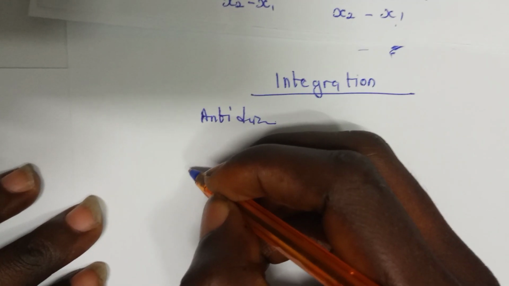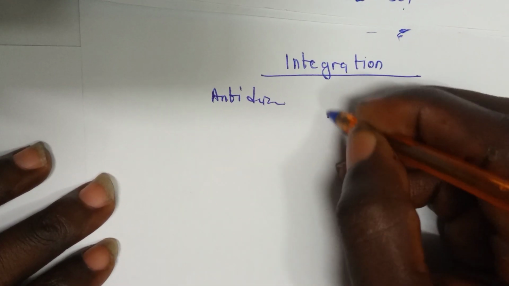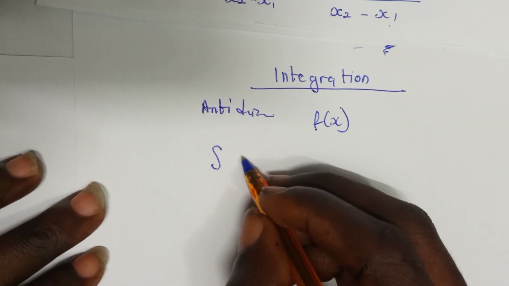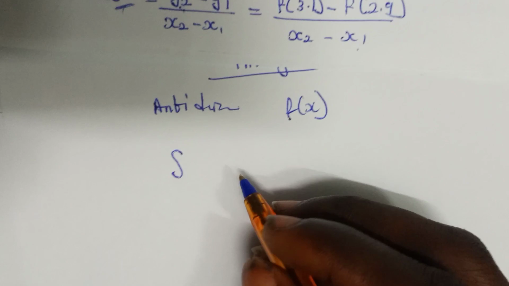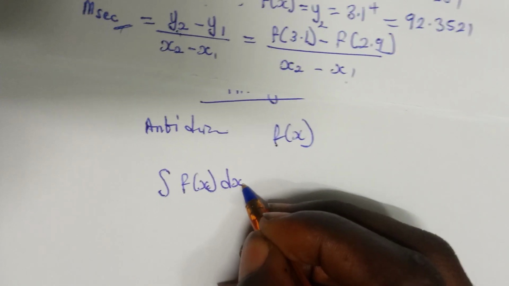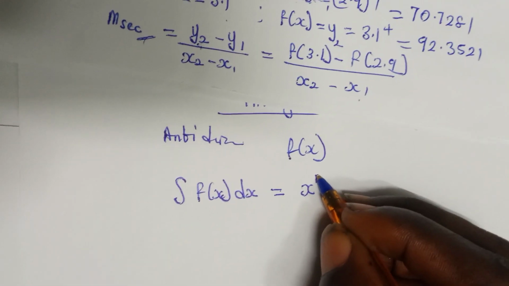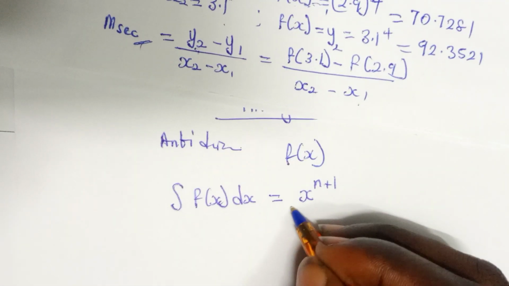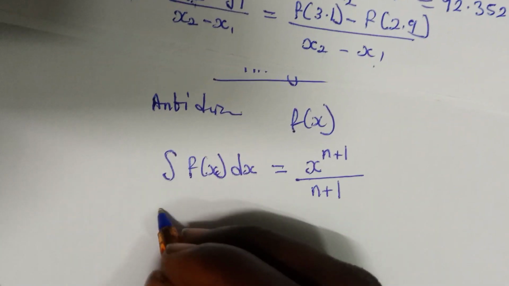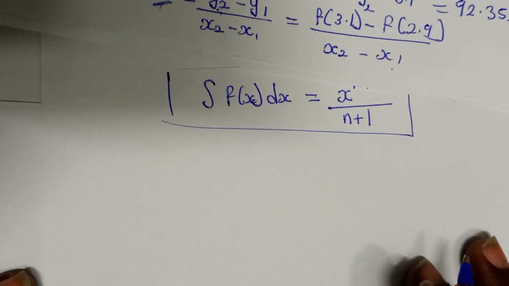Integration of a function which is f of x is given by the integral of f of x dx, which is x raised to the power n plus 1 divided by that power, which is n plus 1. So that's the formula for integration. Let's solve a question.